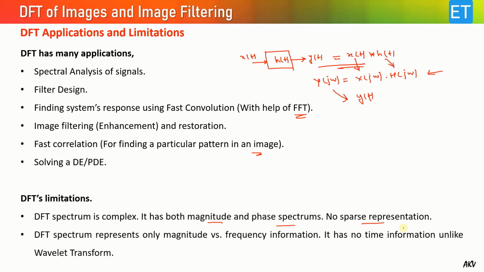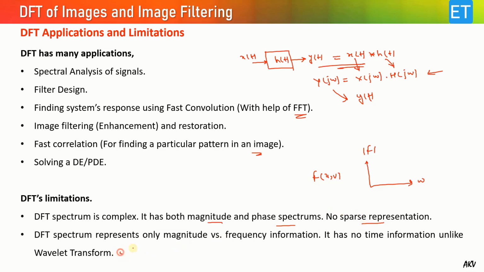And also the DFT spectrum presents only the magnitude versus frequency information. So either you get F(u,v) or F(omega1, omega2). You have the information of magnitude versus frequency, I mean omega versus the magnitude. So no time information is visible in this spectrum. So you cannot have the idea of what changes occur to the signal or image, or at what particular time or location. So this information is missing in the DFT.